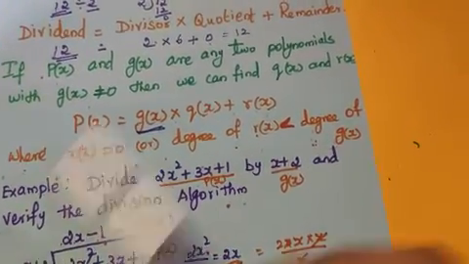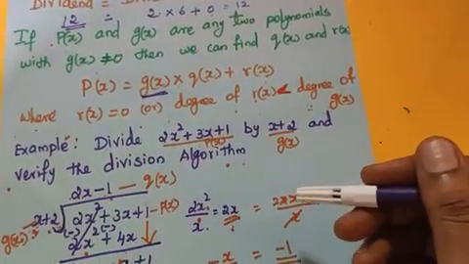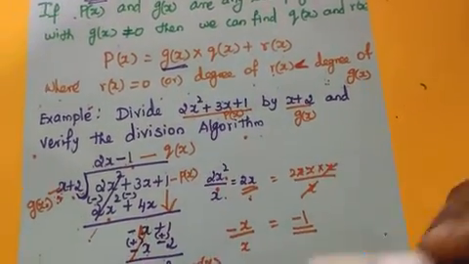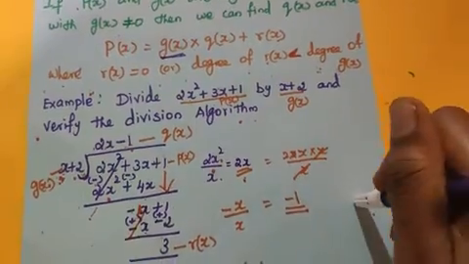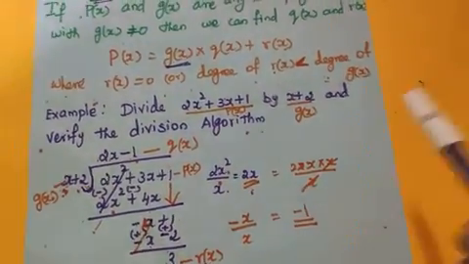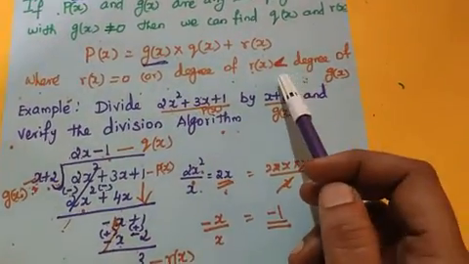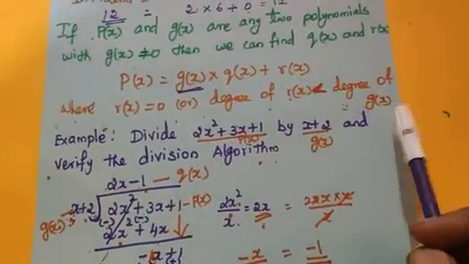If the divisor is x squared and the remainder we get is x, then we cannot divide further. But if the divisor is x and the remainder has a higher degree than that, then we can still divide it. So either the remainder is 0, or the degree of the remainder is less than the degree of the divisor. That is the only condition.